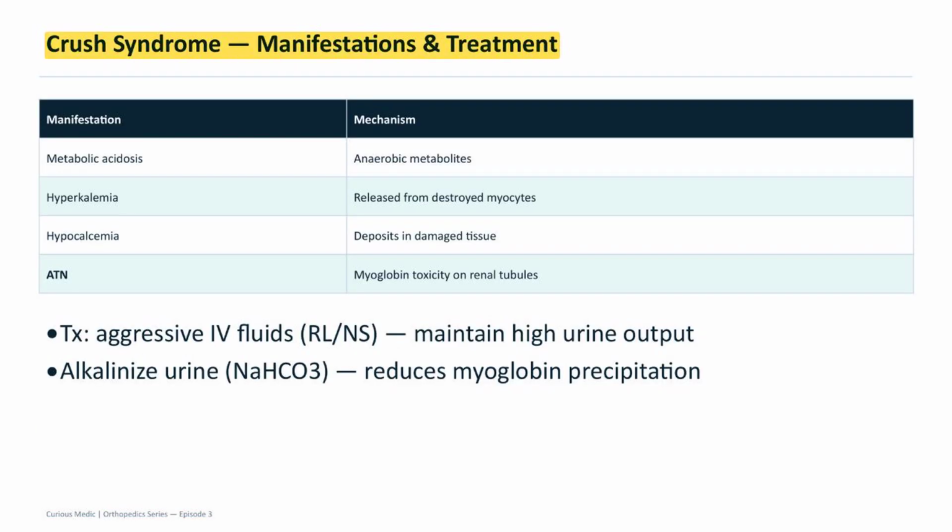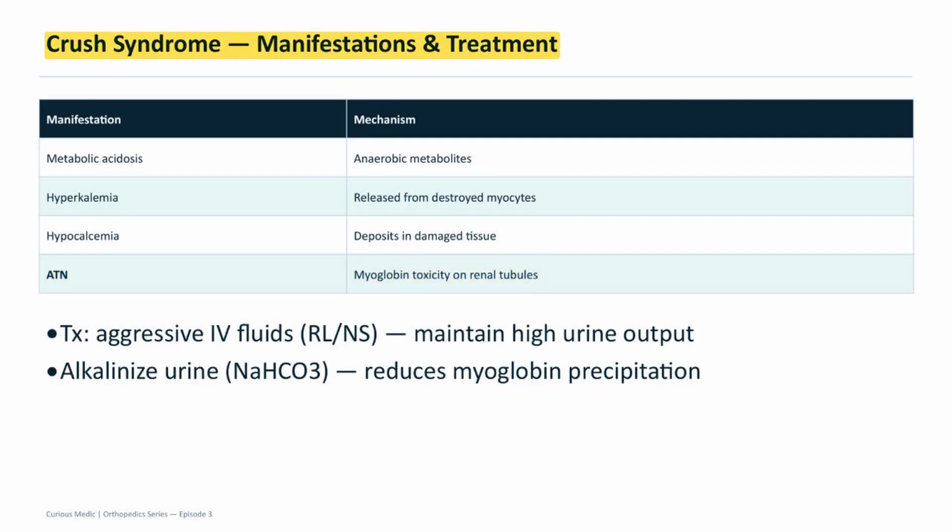The systemic manifestations of crush syndrome are important to know. Metabolic acidosis develops from the accumulation of anaerobic metabolites during the ischemic period. Hyperkalemia results from potassium released from destroyed myocytes. This alone can be immediately life-threatening, causing fatal cardiac arrhythmias. Hypocalcemia occurs because calcium deposits in the damaged tissue. An acute tubular necrosis follows from the myoglobin toxicity on the kidneys.